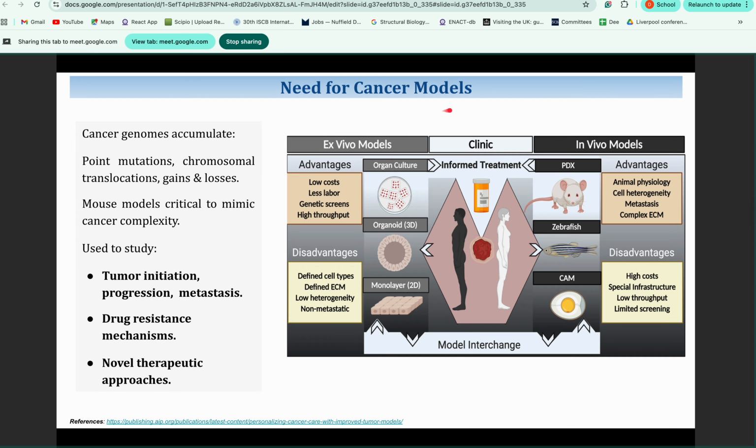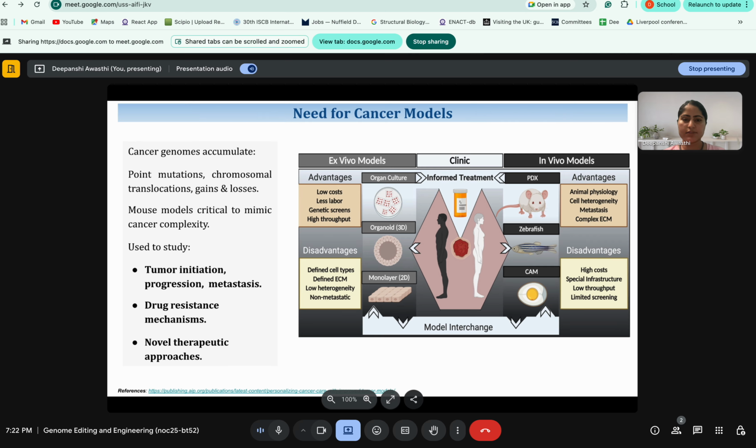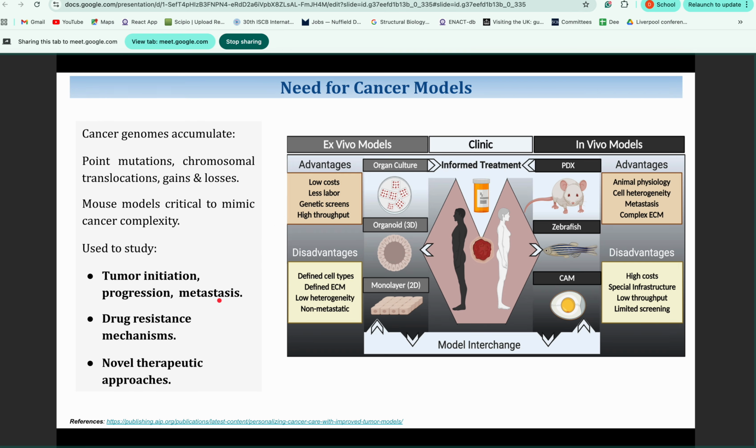So now what is the need for these cancer models? The cancer genome accumulates point mutations, chromosomal translocations, gains and losses. Mouse models are critical to mimic the cancer complexity. So they are used to study tumor initiation, progression, metastasis and drug resistance mechanisms. So novel therapeutic approaches can be achieved. Okay, so now one by one I will go through it.